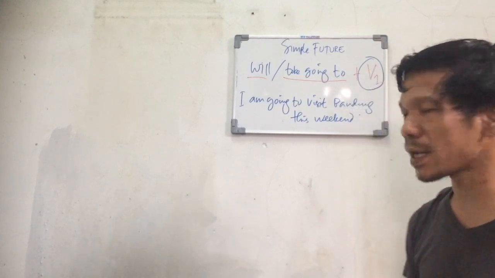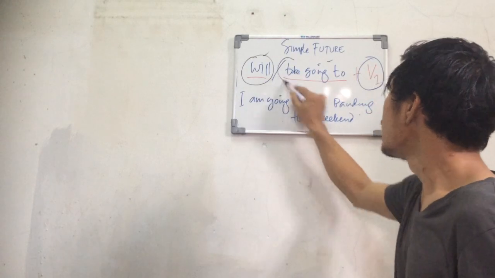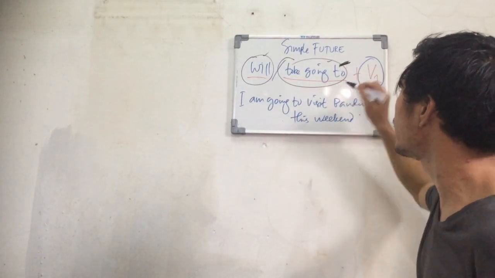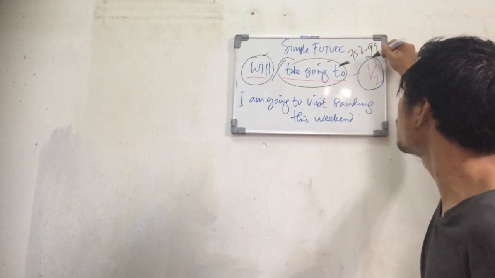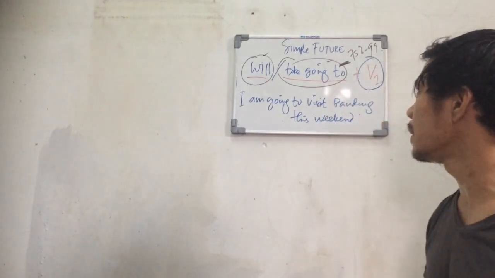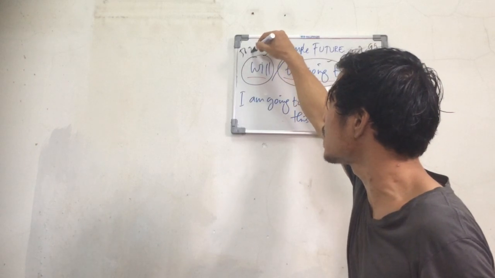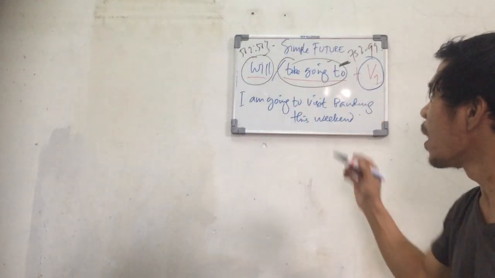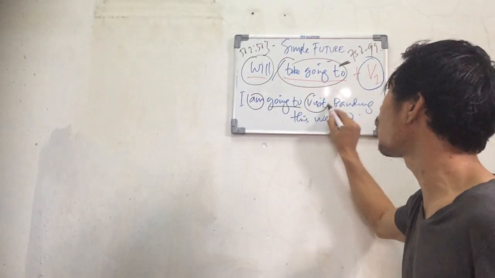So as I told you just now, what is the difference between will and to be going to? This is a certain plan, maybe 75% up to 99%, that the action will happen in the future. But with will, it is still a 50% versus 50% plan. Okay? So I use here to be going to plus verb 1.